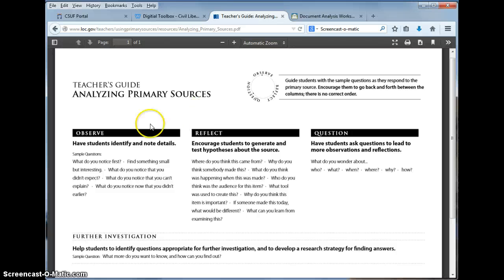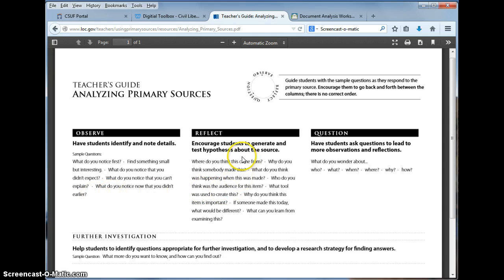We click on this and we see that the primary source guide is split into three distinct categories, which is observe, reflect, and question. So here under the observe category, the instructions are to have students identify and note details. So here questions can be asked: what do you notice first? What did you notice that you didn't expect? What do you notice now that you didn't notice earlier?